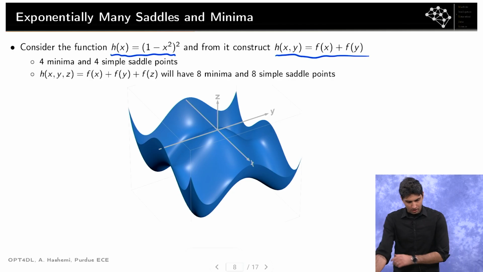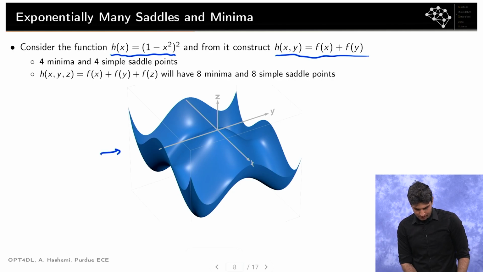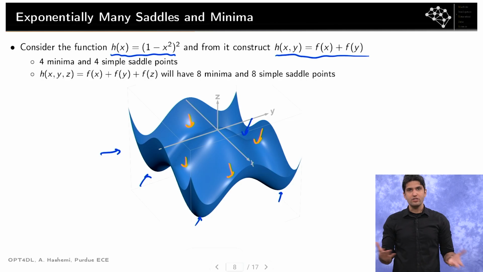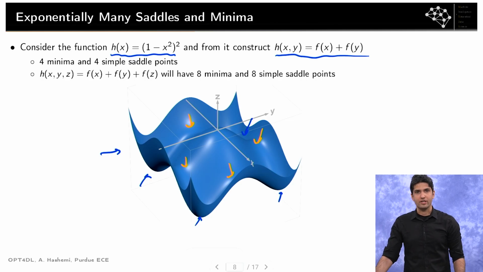Now I've depicted this function here, and it turns out that this function has 4 global minima and 4 simple saddle points. So this is one solution, another one, and another one here. And they are separated by simple saddle points. There is a simple saddle point here, another one here, and one here. And if we continue this process, we're going to generate an exponential number of global minima and simple saddle points.